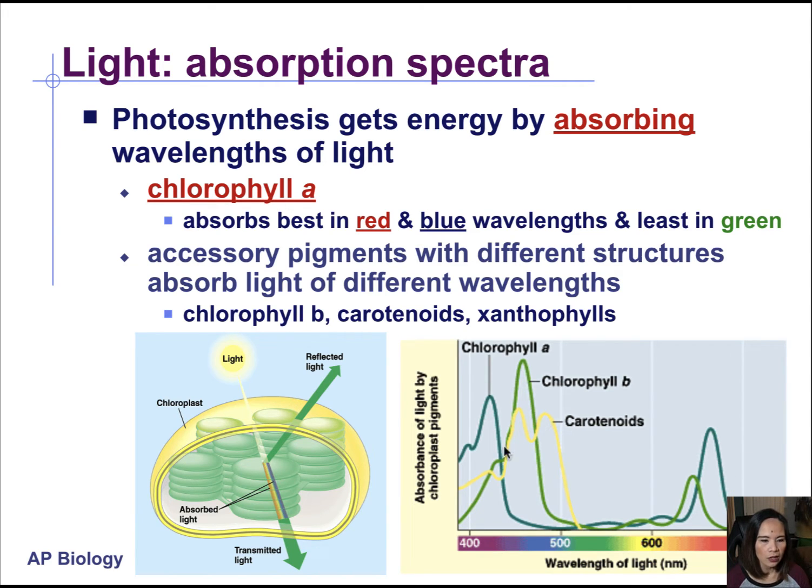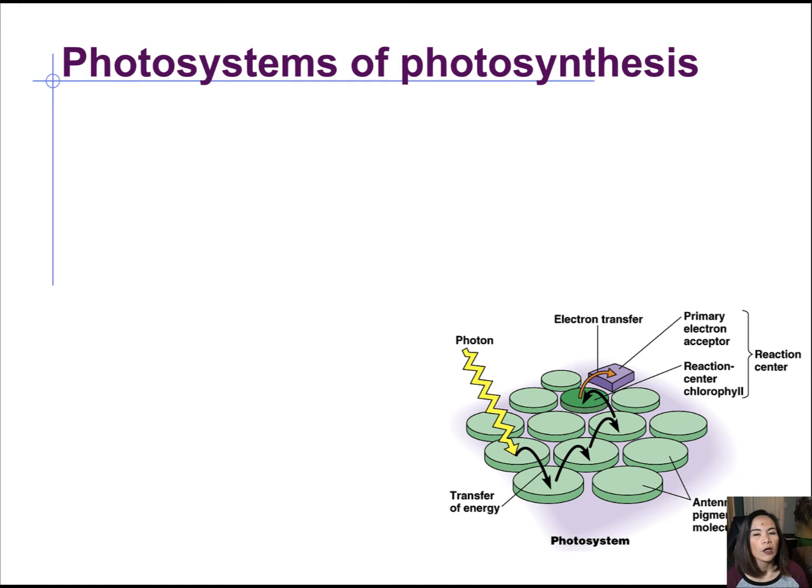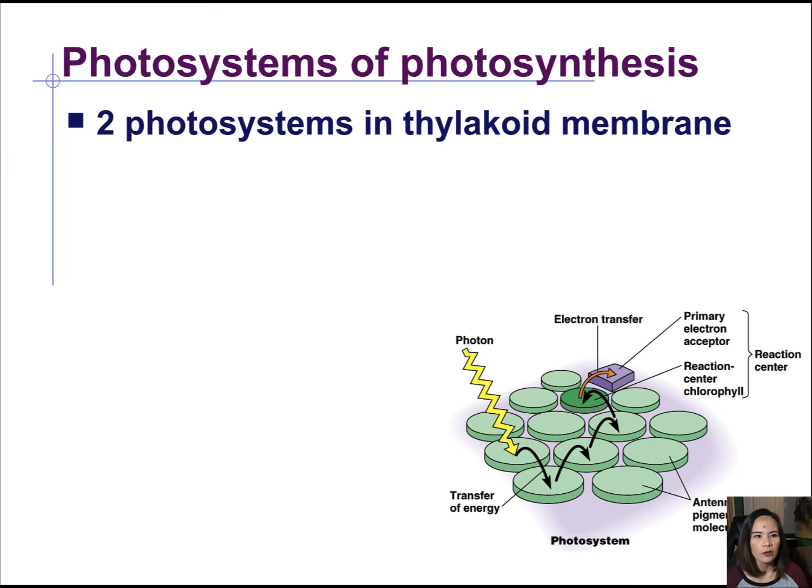As you can see here in this graph, there is actually a bit of a difference in the absorption of light. And that mainly is the reason why your plants are green, because of that combination of chlorophyll found in the plant. Now let's take a look at photosystems. There are two photosystems in the thylakoid membranes.